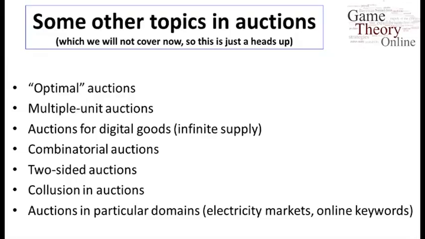And finally, there are auctions in particular domains that have special flavors. There have been specialized auctions for the telecommunications market, for the energy markets, for buying and selling electricity, for buying and selling transmission capacity. There are auctions for pollution rights. There are auctions for keywords in ad auctions. And each of those has some very special properties. And overall, a very rich topic that deserves a different, separate discussion.